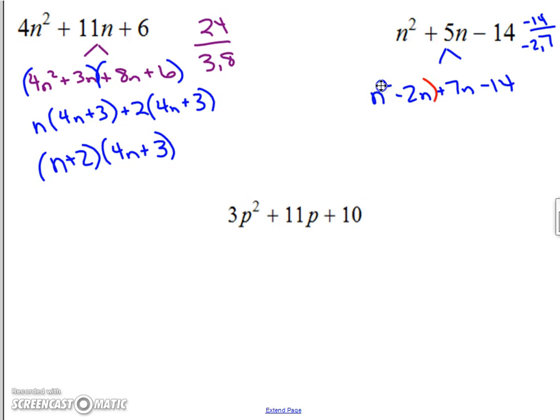I then group my terms. I can divide an n out of this first one. I'm left with n minus 2. And I can take a 7 out of the second one. So I'm left with n minus 2. Again, they are the same. So I have n plus 7 and n minus 2.